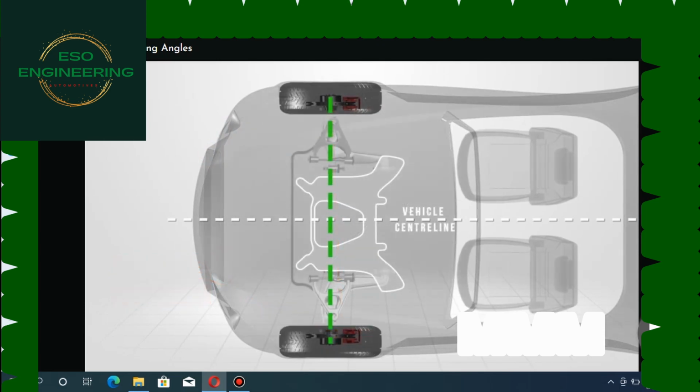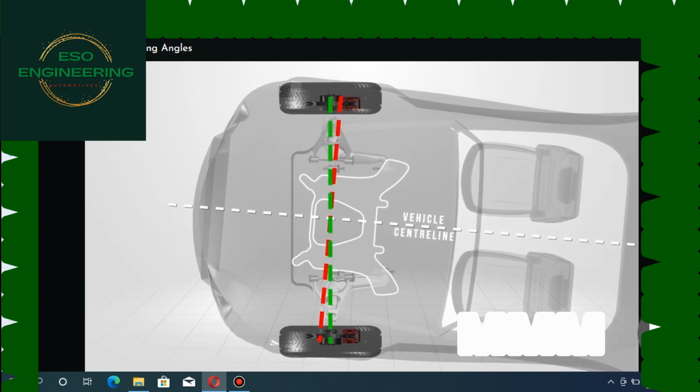Front setback can be checked during a normal alignment and is used to diagnose collision damage or cradle misalignment. Excessive setback can cause the vehicle to pull to the side with the setback.